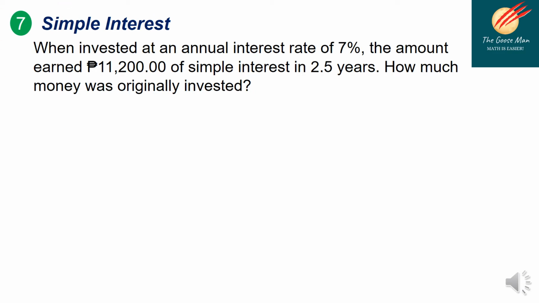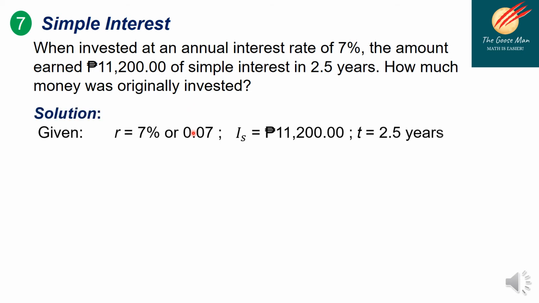Let's have another word problem. When invested at an annual interest rate of 7%, the amount earned 11,200 pesos of simple interest in 2.5 years. How much money was originally invested? Again, let's identify the given first. So the rate is equal to 7% or 0.07 in decimal. The simple interest is 11,200 while the time is equal to 2.5 years. So we would like to find the present value.